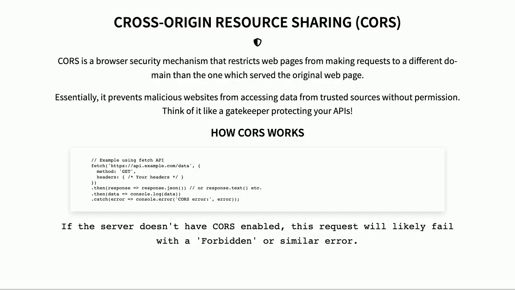When you try to fetch data from a different domain, let's say an API hosted on api.example.com, the browser checks if that server has explicitly allowed your origin, example.com, to access its resources. If it hasn't, you'll see an error and the request won't go through. It's all about protecting API from being misused.